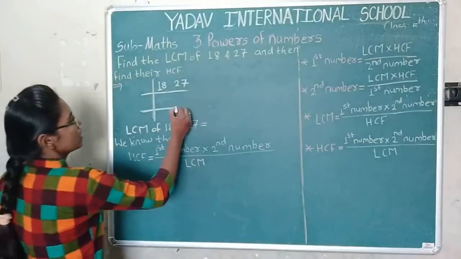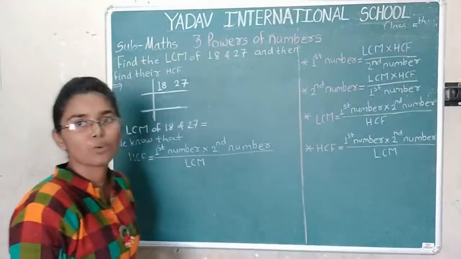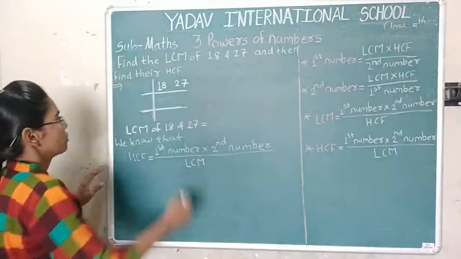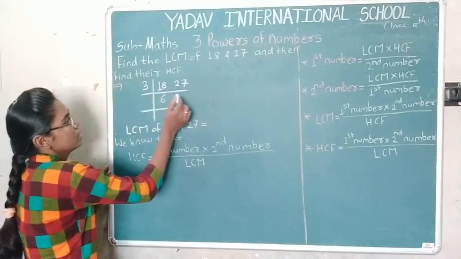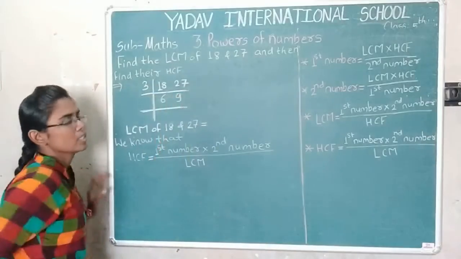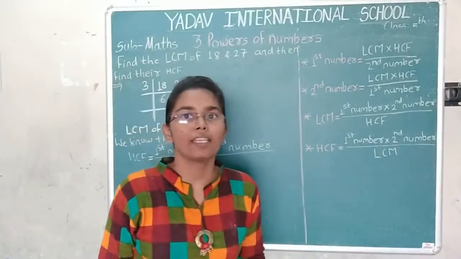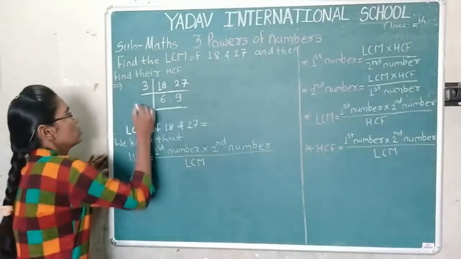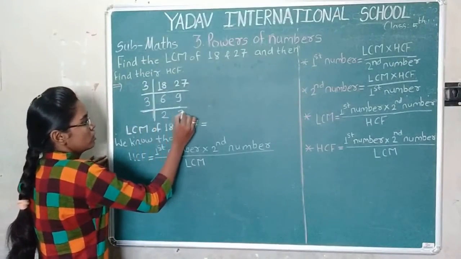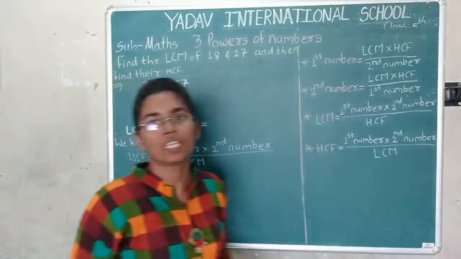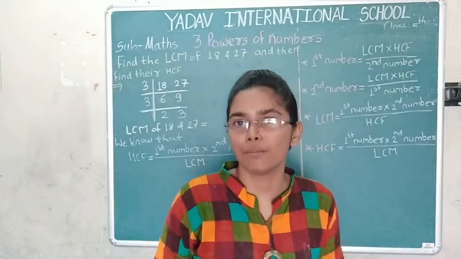Here we can see that 18 and 27 both are divisible by 3. So we will divide them by 3. 3 sixes are 18. 3 nines are 27. Again 6 and 9 are divisible by 3. So 3 twos are 6 and 3 threes are 9. Now 2 and 3 are not divisible by any number.